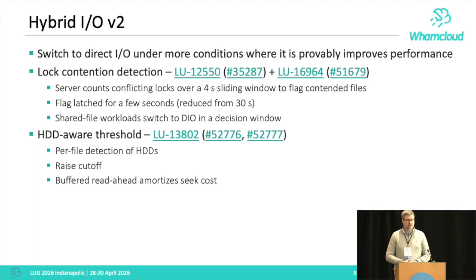Then the next part is hard drive aware thresholds. The idea is basically that if we have a hard drive, then read ahead makes buffered I/O competitive for longer, so with higher I/O sizes, and so we would switch to direct I/O later, right? This is not a big change, but an impactful one, right?